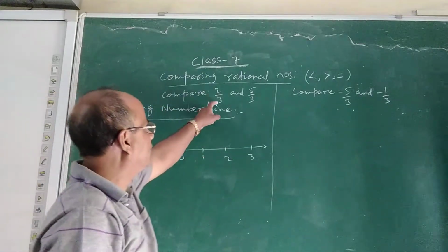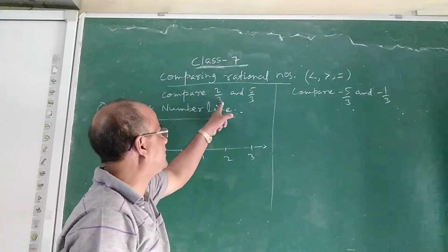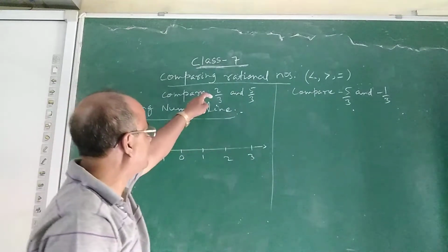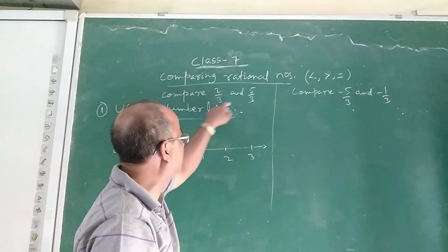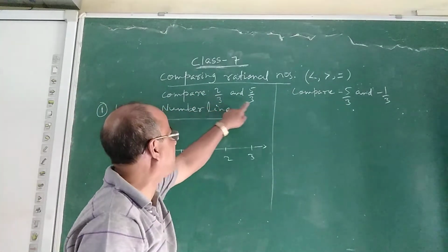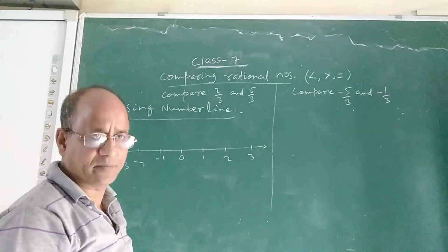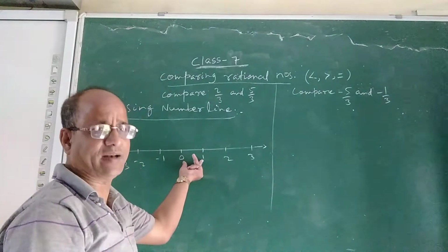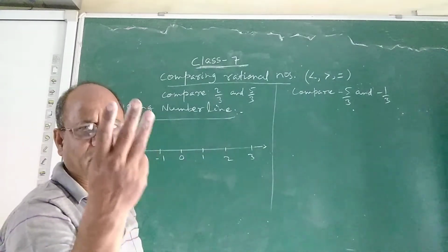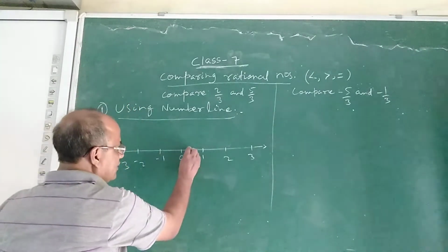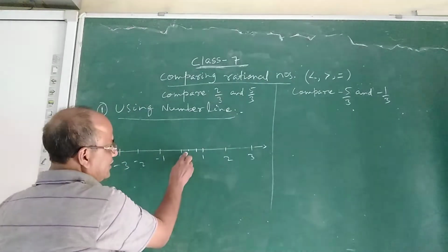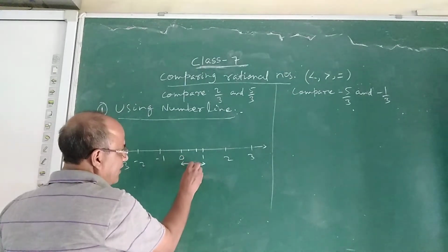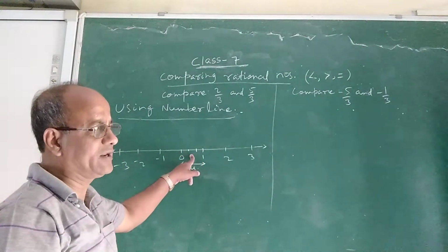Then first we have to represent 2 by 3 and 5 by 3, and in the previous class I told you how to represent them. Look, in both these rational numbers the denominator is 3. So you have to divide each unit distance into 3 equal divisions or parts. Let us divide: part 1, part 2, part 3. Now this 1 unit has been divided into 3 equal parts.